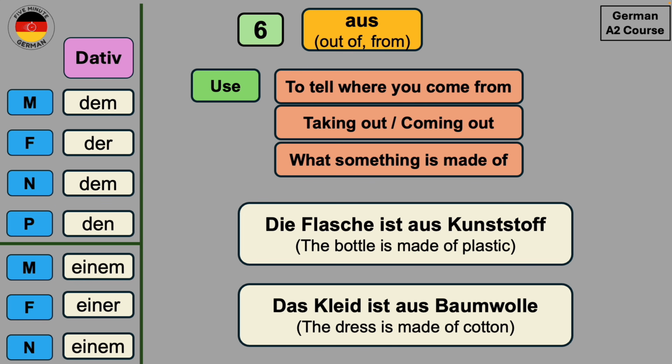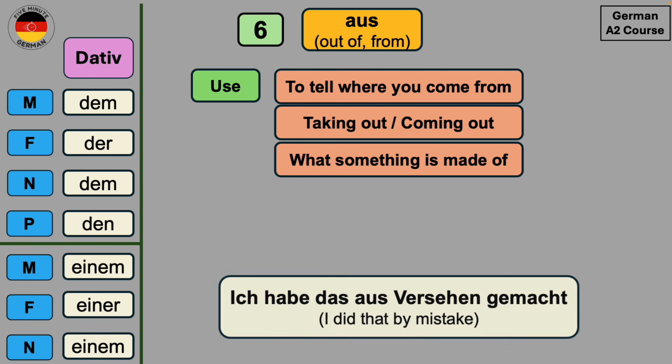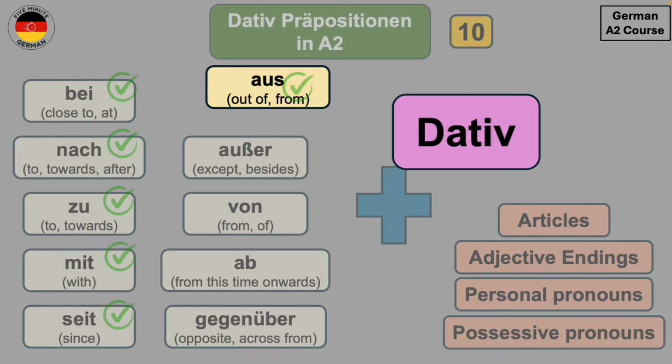And another common phrase with aus is, ich habe das aus Versehen gemacht. I did that by mistake. So aus Versehen means by mistake. So whenever you want to say that, okay, I did that by mistake, then you can use aus Versehen. So this is a commonly used phrase which you might hear in your daily life. So these were different examples with aus.